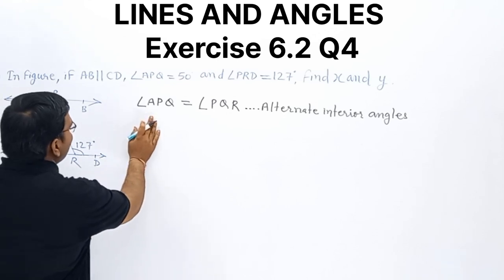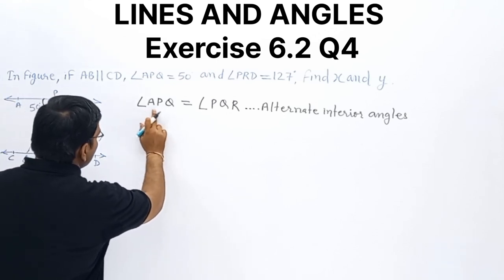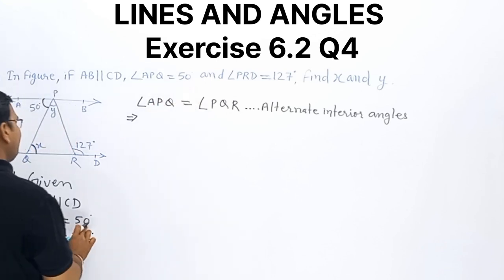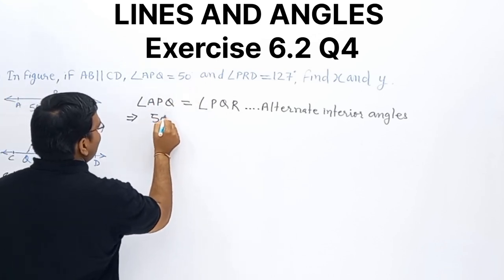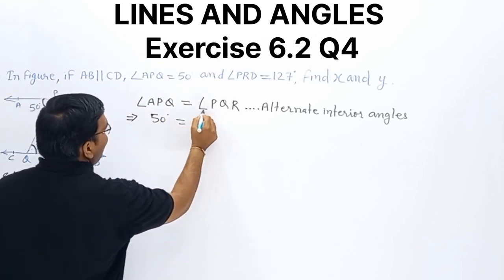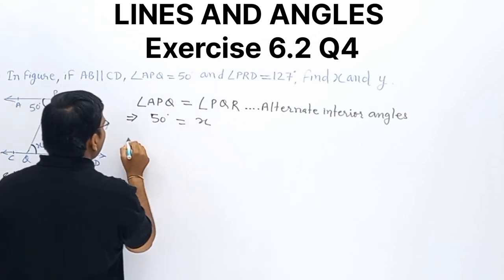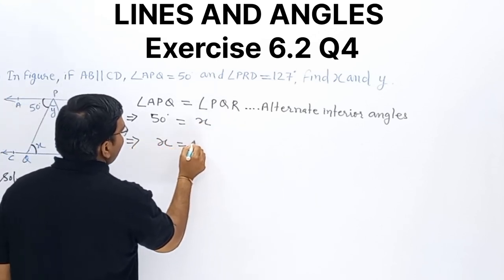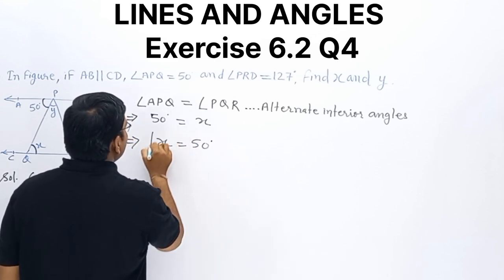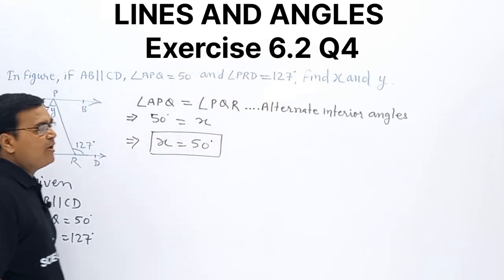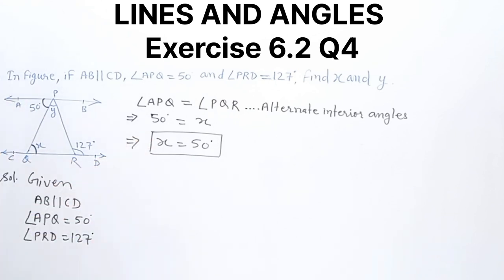So now I am putting the values. In the question, angle APQ is given as 50 degrees, so I am putting 50 degrees, and this is angle PQR, which is x. So finally we can say x will be equal to 50 degrees. This will be our answer. We obtained the first answer.